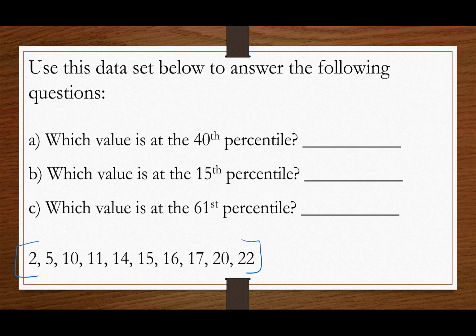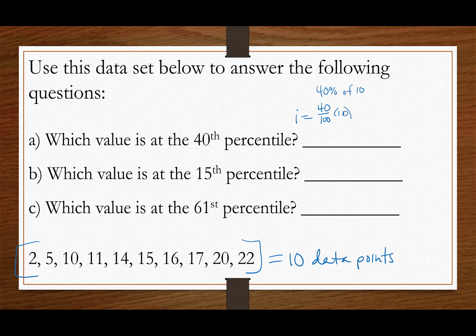Question A says, which value is at the 40th percentile? Well, the first thing we should do is go ahead and just count the total number of values. And so to find the 40th percentile, it would be easier to just find what is 40% of the data, and then the value just above 40% of the data we could mark as the 40th percentile. So the formula says I equals 40 over 100 times 10. That is basically just saying 40% of 10.